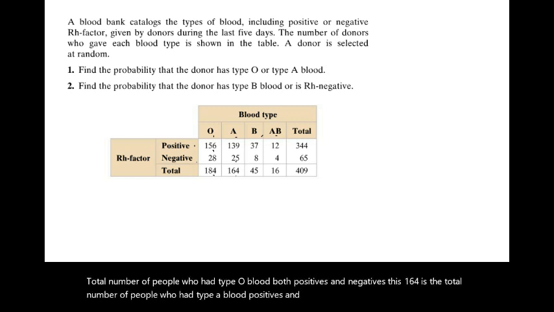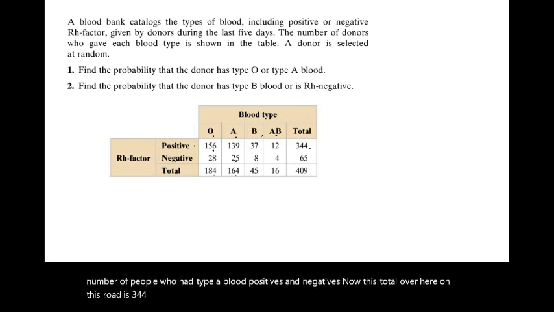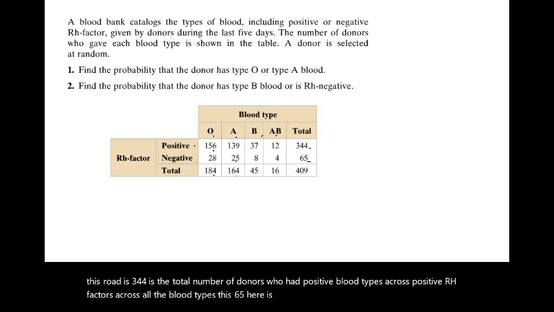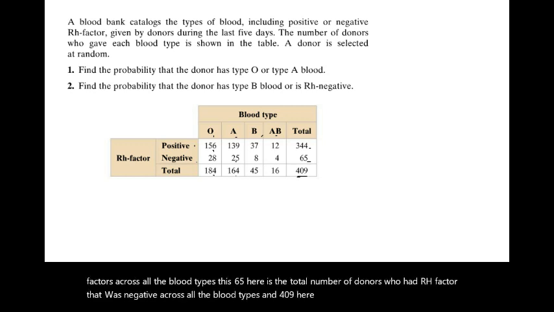Now this total over here on this row, this 344, is the total number of donors who had positive Rh factors across all of the blood types. This 65 here is the total number of donors who had an Rh factor that was negative across all the blood types. And 409 here is the total number of donors, period, across all of the blood types and all of the Rh factors.